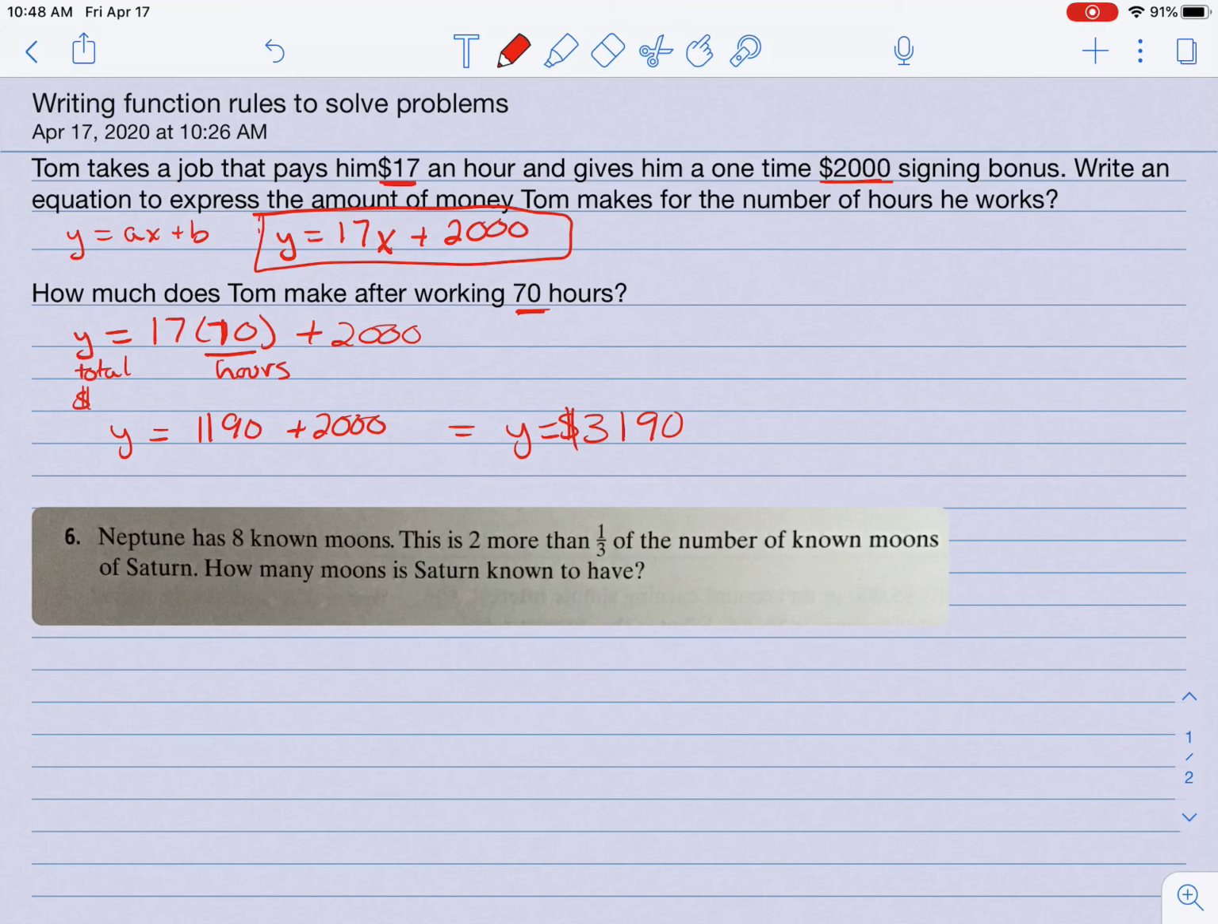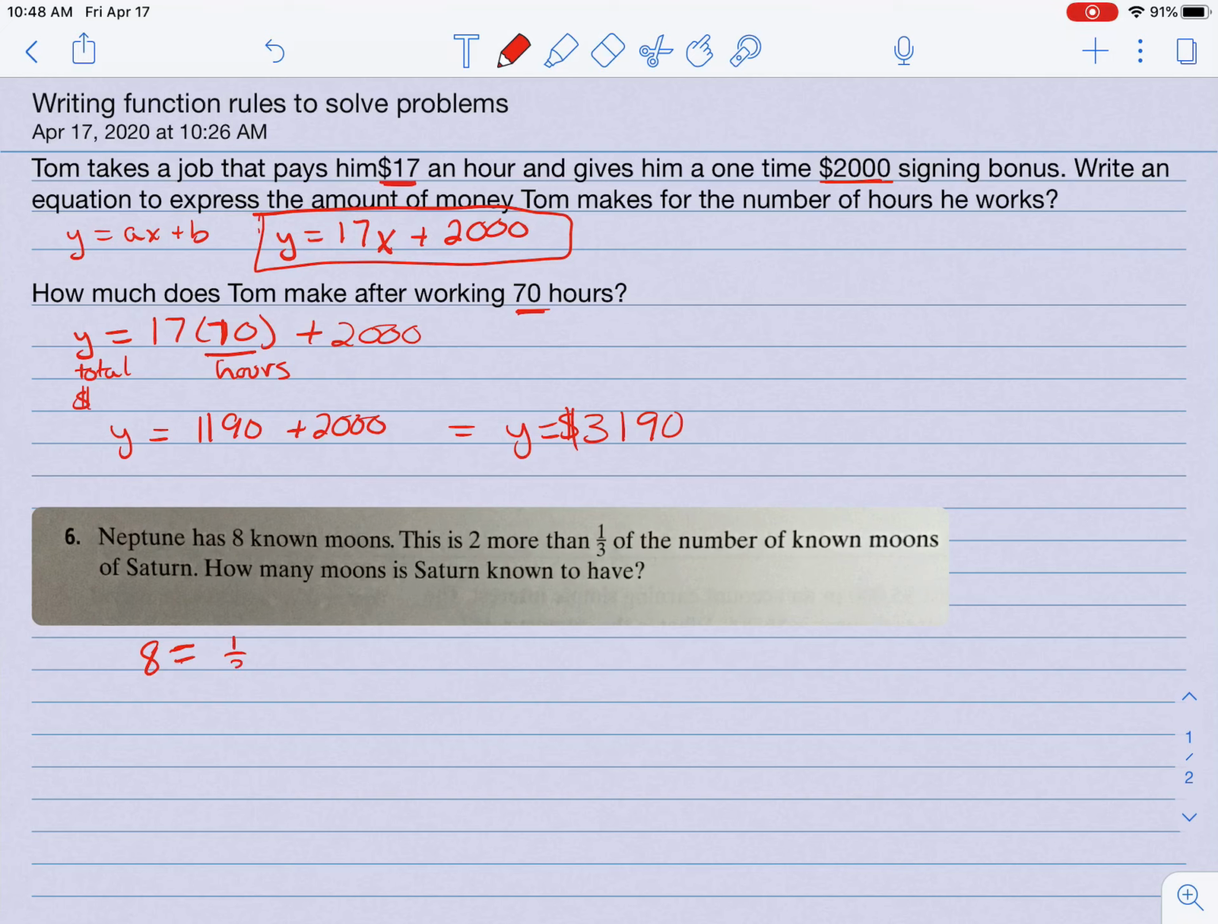Okay. So now Neptune has 8 known moons. This is 2 more than a third of the number of known moons of Saturn. How many moons is Saturn known to have? Okay, so we know that 8 is equal to 2 more, and 2 more would be plus a third of the number of Saturn's moons.